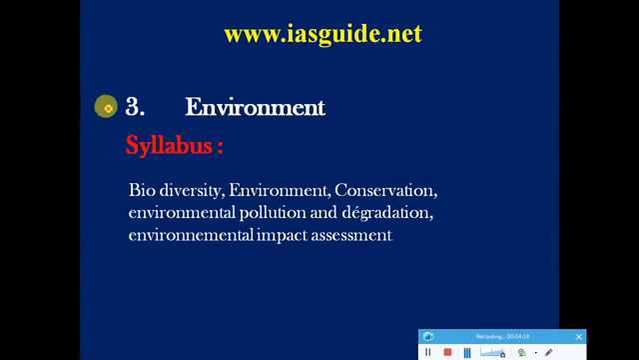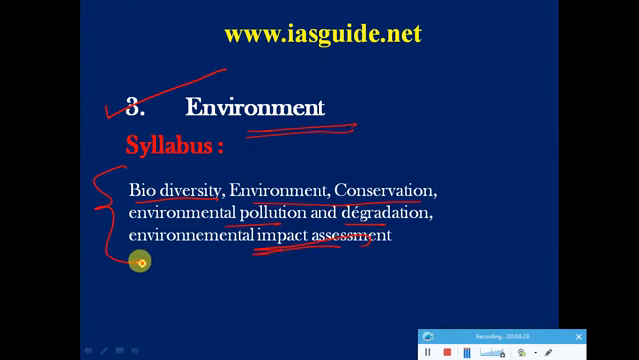Then the third segment of Paper 3 is environment. It is a very general concept which covers biodiversity, environment conservation, pollution, degradation, and impact assessment. All these are concepts which will be there in the syllabus.